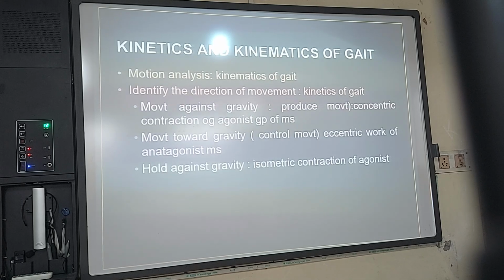If the movement is against gravity, then this will be done by the concentric action of the agonist muscle, that is the primary mover. Fine. If the movement is taking towards the gravity, I am taking this example, then you have to control this movement. Therefore eccentric work of antagonist will happen. Eccentric control of antagonist is going to happen. Here my biceps is going to work eccentrically to give about this movement. It is not done by the triceps.